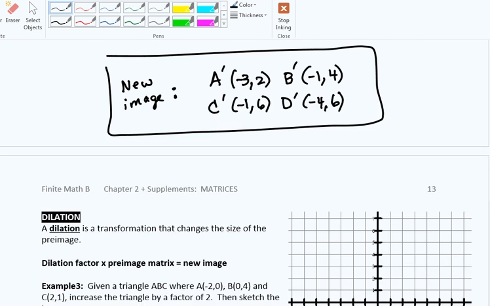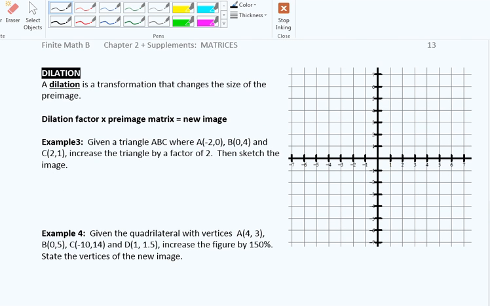All right, something else that we can do with a matrix, a type of transformation, is called a dilation. Now, when you're dealing with a graph, a lot of times we use the word stretch or compress with a function. This is similar, except a dilation is more like you walk up to a photocopier and you say, I would like to increase this by 110%, or I would like to decrease this to 75% of the original size. So a dilation is a transformation that changes the size of the pre-image.